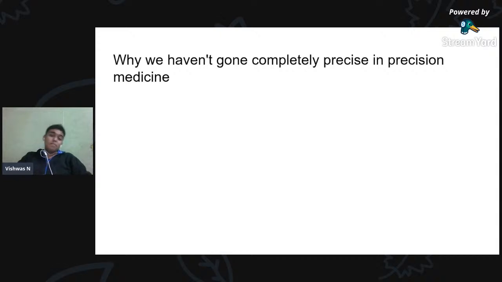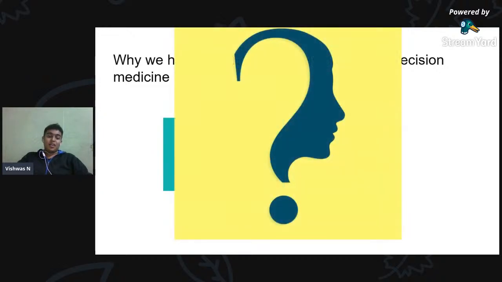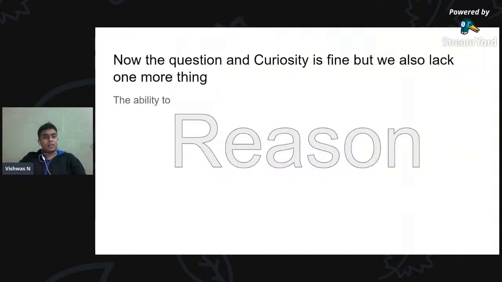Why haven't we gone completely precise in precision medicine? Because there's a lot of confusion involved. To an extent, it's just filled with ambiguities. It will be like I approach with this method, and it starts working, and somebody else has another approach and it also starts working. So there is a lot of ambiguity at the end of the day.